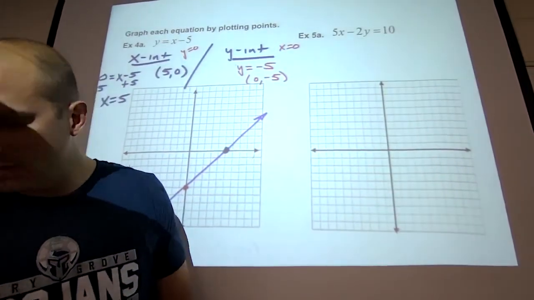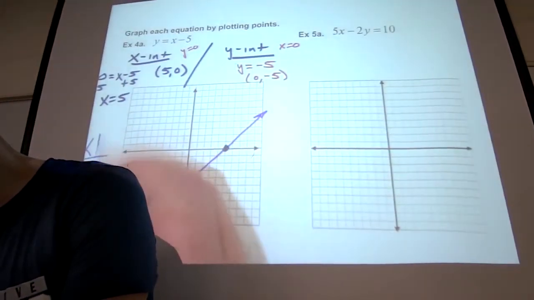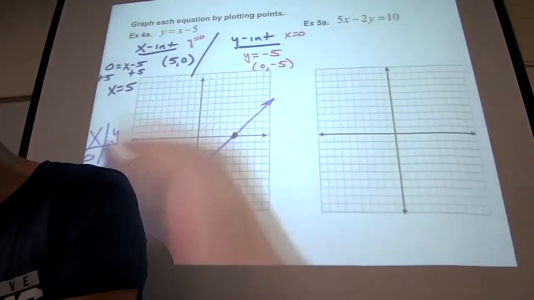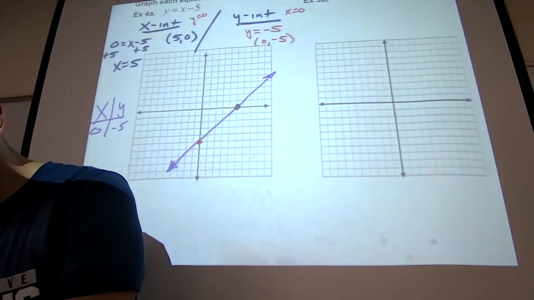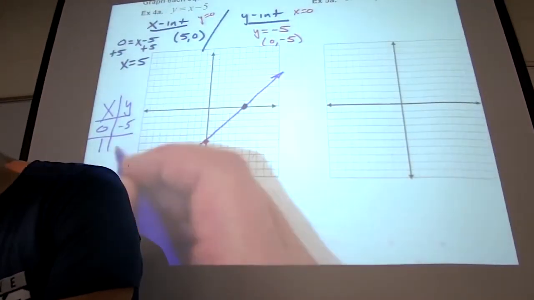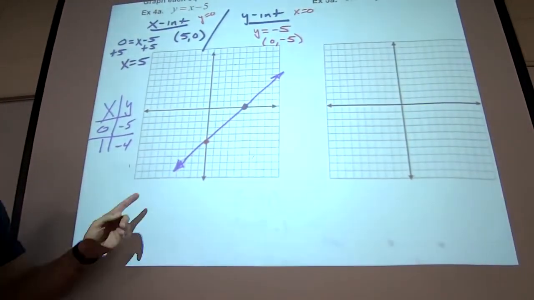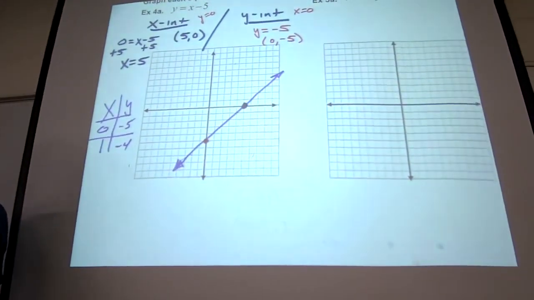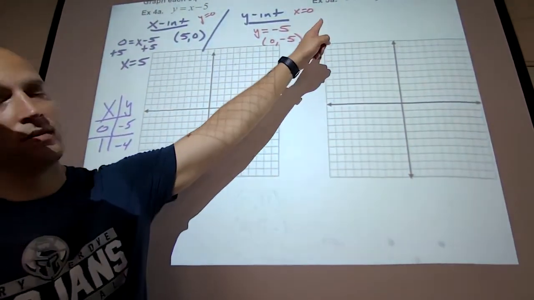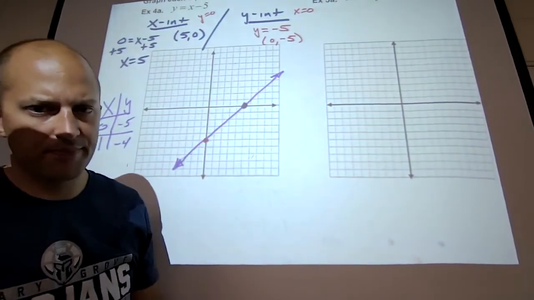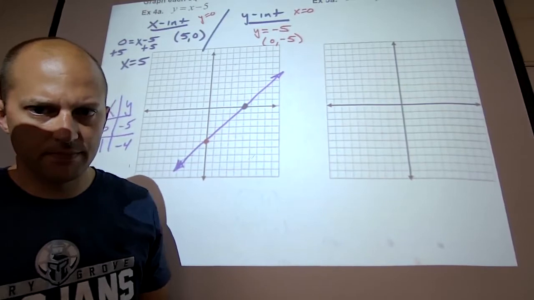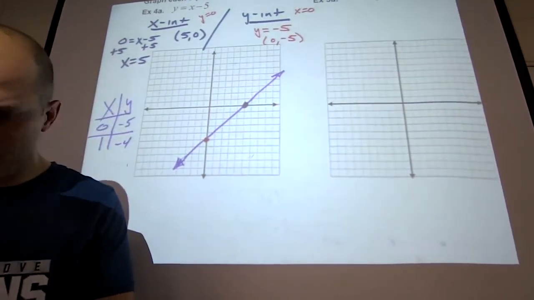The other thing you can do is just go off to the side and make a table. And again, plug in 0. 0 minus 5 is -5. Plug that point in. Plug in 1. 1 minus 5 is -4. Now I have 2 points, and I could easily graph that. Okay? Do you guys need to see 5a, or can we skip that? Do we need to see that one, or are we okay to skip? Because I don't want to waste your time. Skip it.